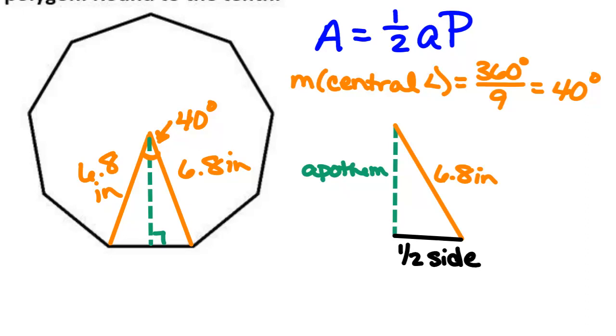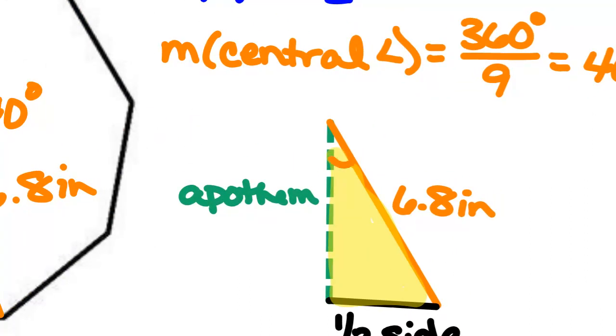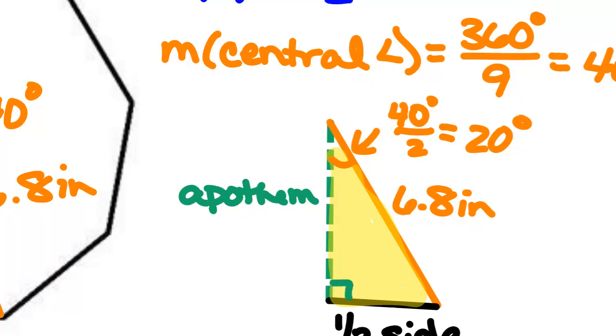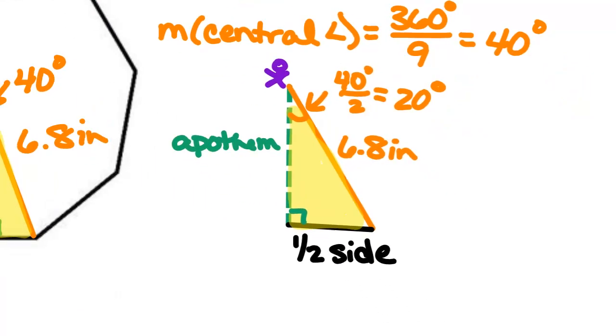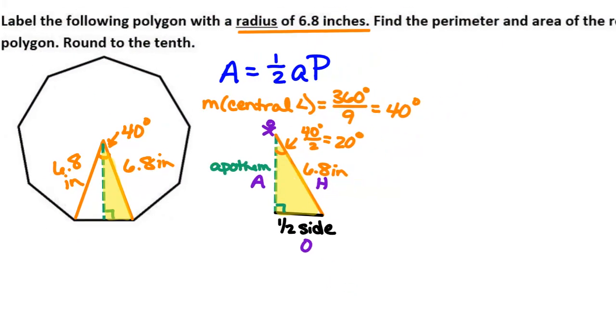I have drawn just half of that over here. So we would have a 20-degree angle up at the top. Absolutely correct. That would be 40 divided by 2, which gives me a 20-degree angle. We're going to stand up at this 20-degree angle, and we're going to label our sides. 6.8, my radius, is my hypotenuse. The half side is my opposite side, and the apothem is my adjacent side.